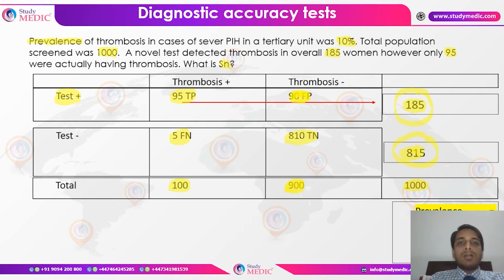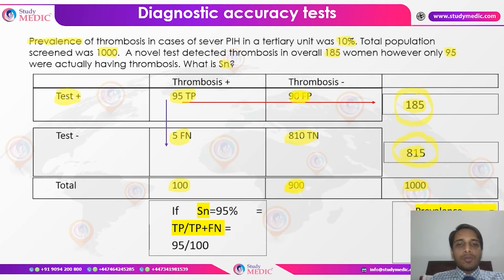So this is how we fill the columns and rows of a 2 by 2 table after understanding the questions and the definitions of the formula. Once we fill this, look at the up to down arrow. What is that? In those who are having thrombosis, how many are tested positive? That is sensitivity, that means true positive by true positive plus false negative. Here it is 95 out of 100. So sensitivity is 95%.